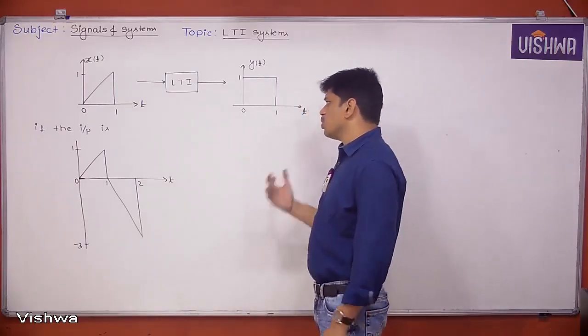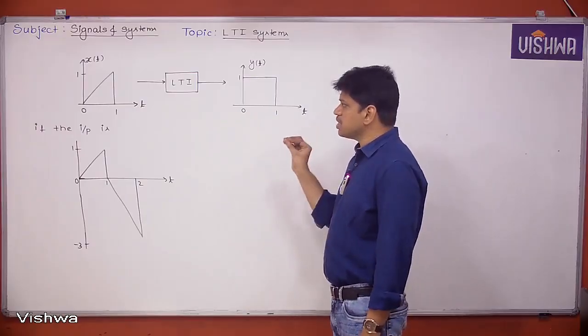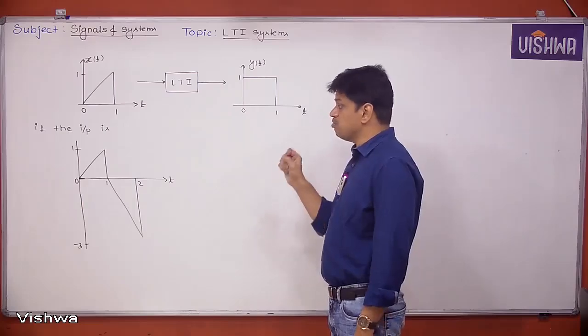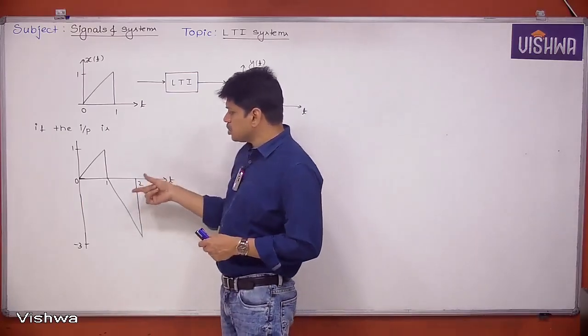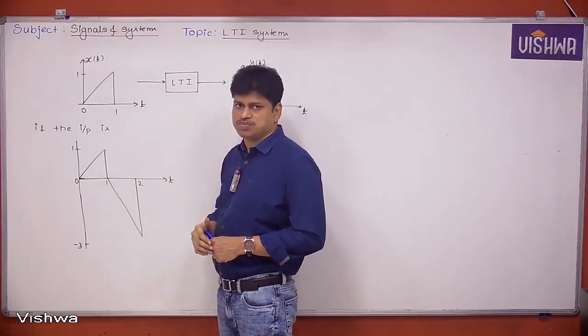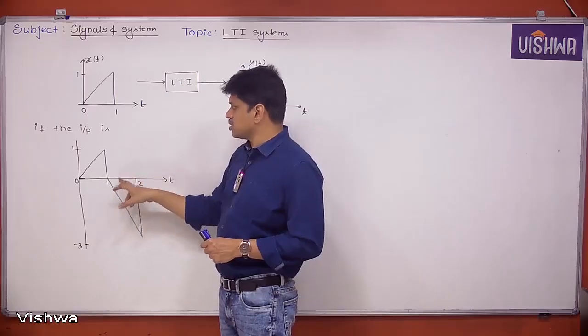Next. So we don't care what the relation between x of t and y of t is. But because it is an LTI system, by using LTI system properties, we can get the output very easily. How? So first try to understand what input they have given. What is its relation with the x of t?